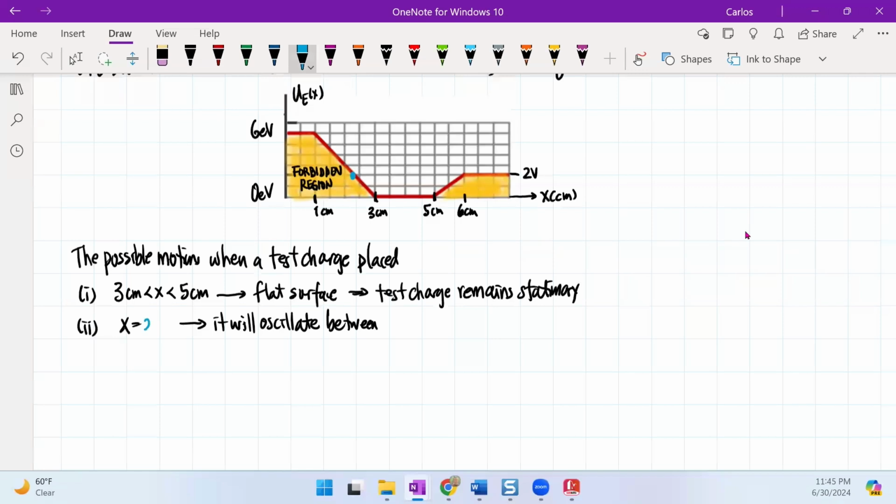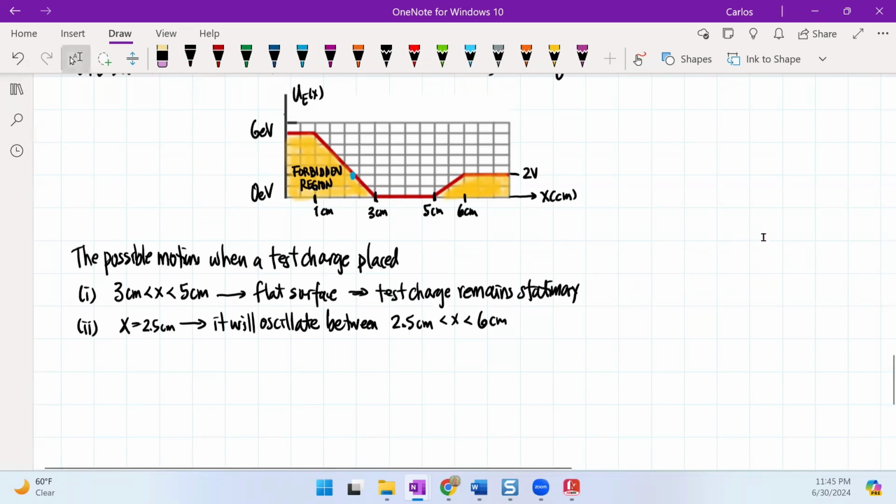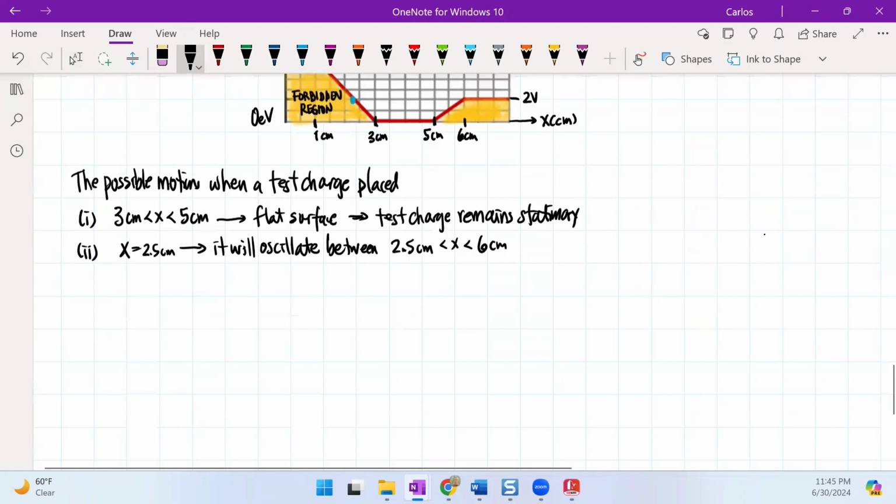So if I'm at 2.5 centimeters, what's going to happen is it's going to oscillate between 2.5 centimeters and 6 centimeters. So how can I be certain about that? The first thing that we want to do is look at the total energy, and we could put numbers in because we could use the chart. So if I look at this, I have a total amount of energy right here.